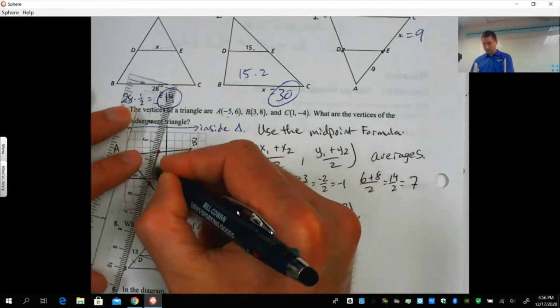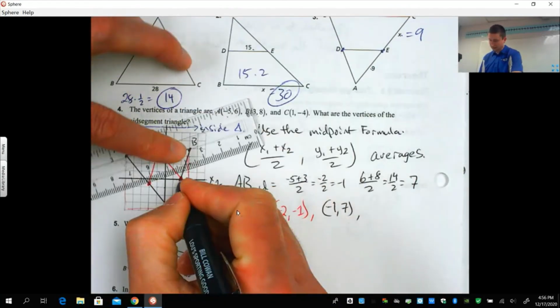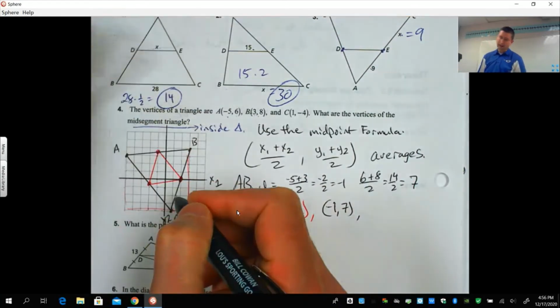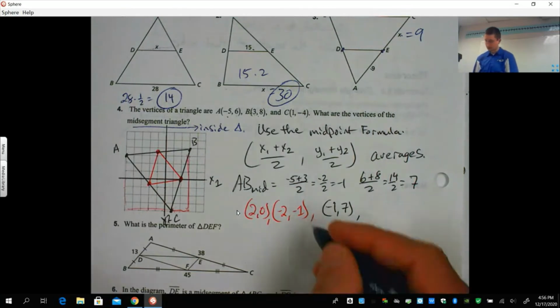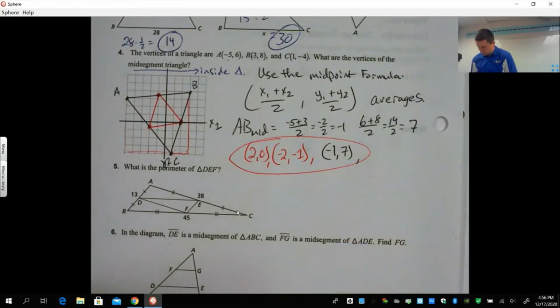So again, if you have the graph, I find it easier to just look at one set of ordered pairs, count between them, and then count back half that distance. Okay, but there are the coordinates of your mid-segment triangle. Question 5, what is the perimeter of triangle DEF?